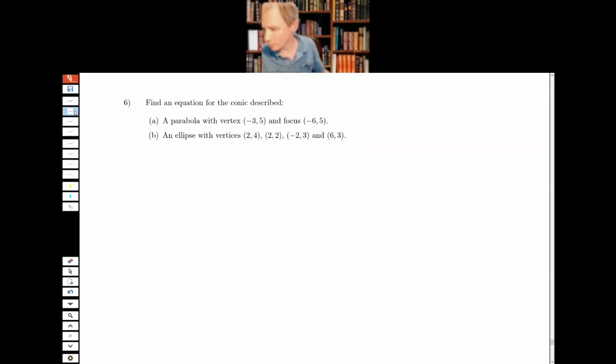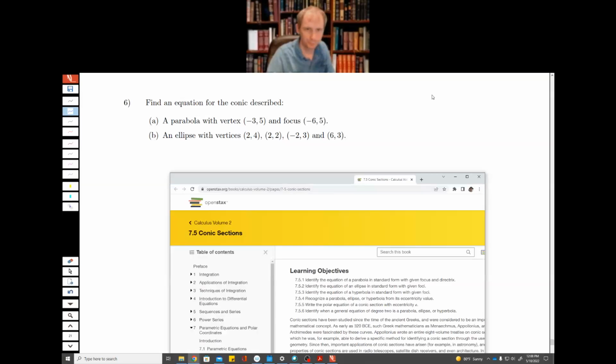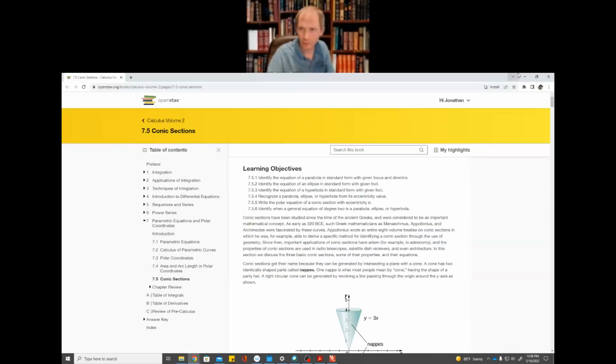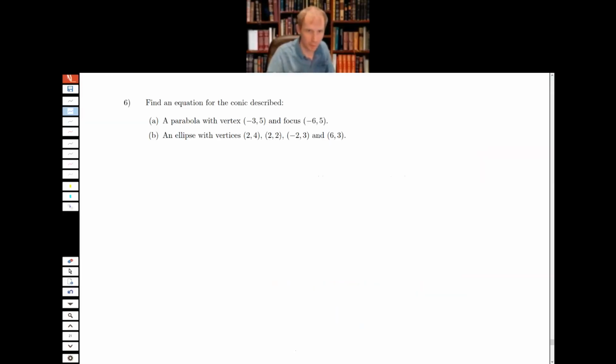Before we start computing this, I want to quickly reference our book and look at how these conic sections are typically written, so that we know what pieces of information we're trying to find. The first one is a parabola where we have the vertex and focus.